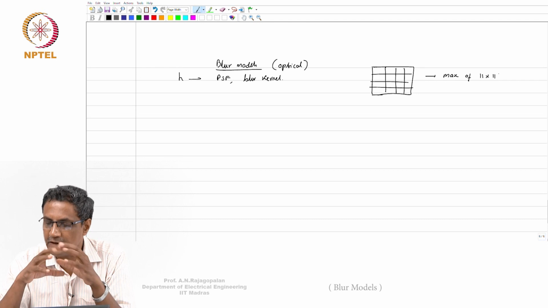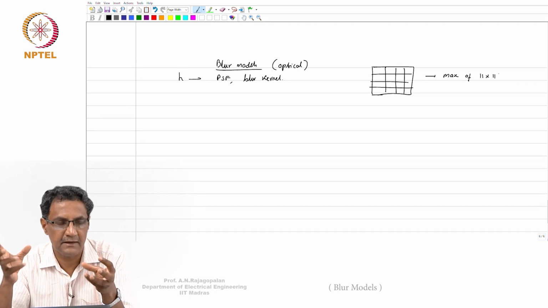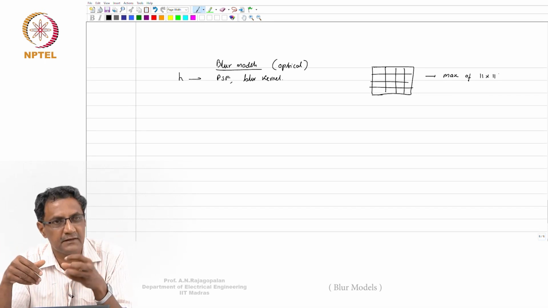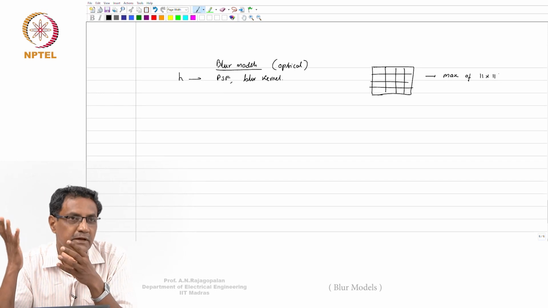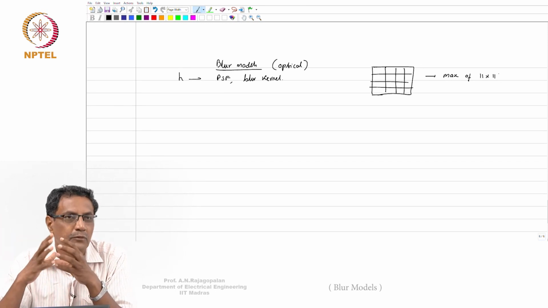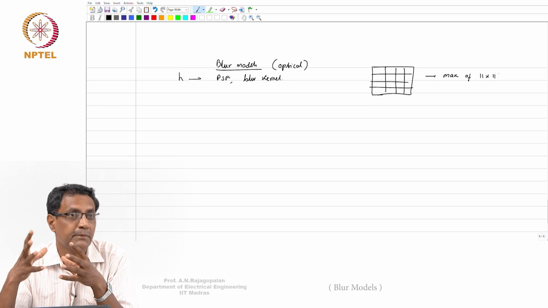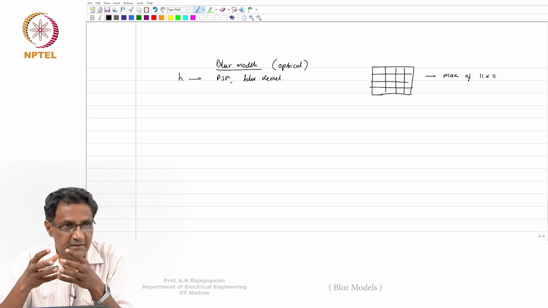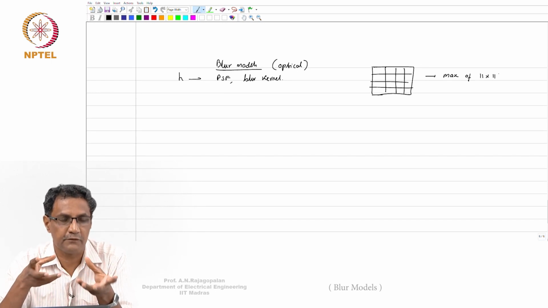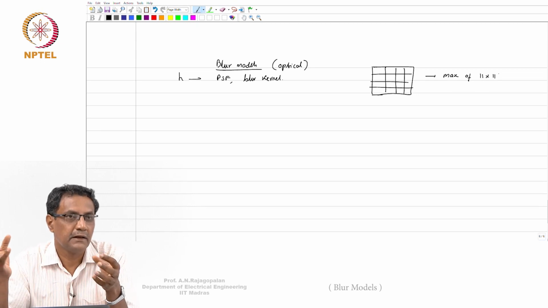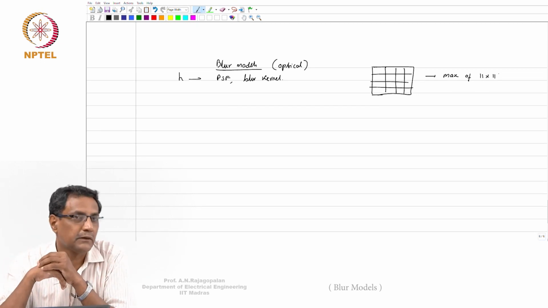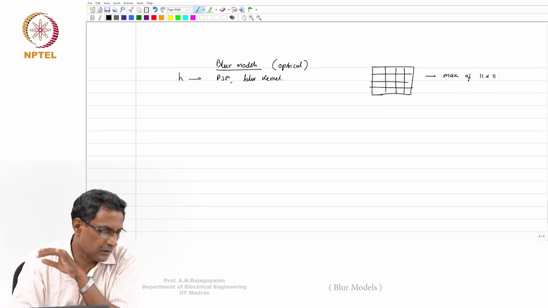What I mean is when you see a blurred picture, you should realize that there is some PSF like this that is acting on the original pinhole image that you should have ideally seen, in order to give this kind of a blurry picture. And that blurriness itself, even with a 3 cross 3 or a 5 cross 5, you can see so much of blur that you don't need something very big for H. And generally it is not.